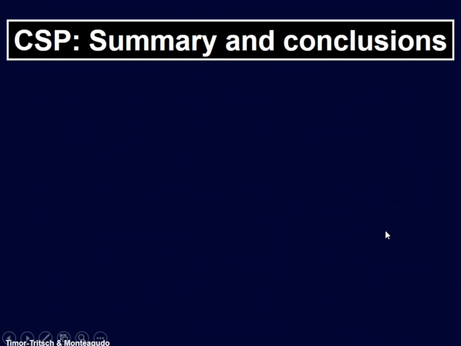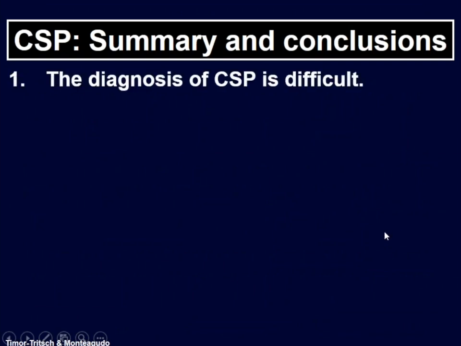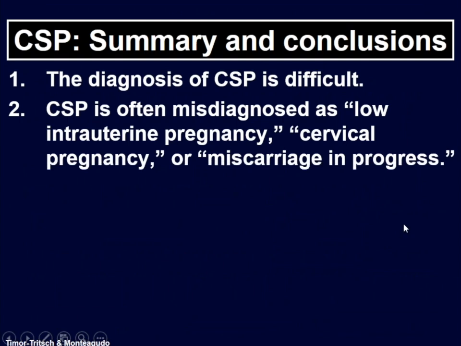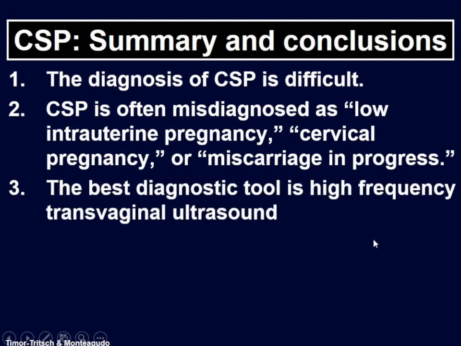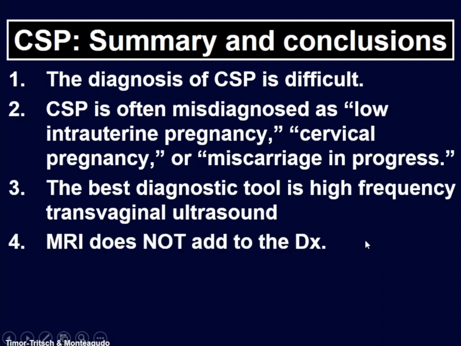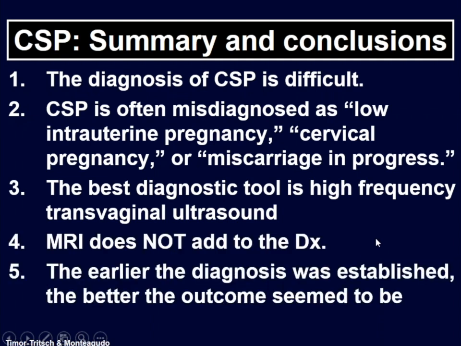So to summarize the scar pregnancy part of this lecture, the diagnosis is difficult. It is usually misdiagnosed as low intrauterine pregnancy, cervical pregnancy, or miscarriage in progress. The best diagnostic tool is high-frequency transvaginal ultrasound. MRI does not add to the diagnosis. The earlier the diagnosis was established, the better the outcome seemed to be.